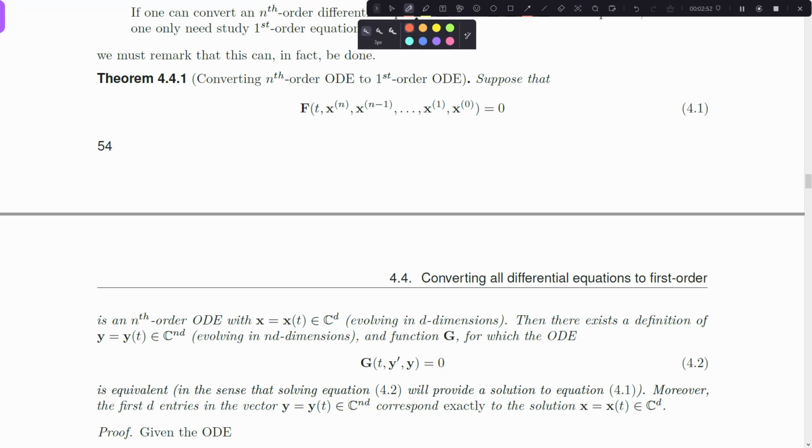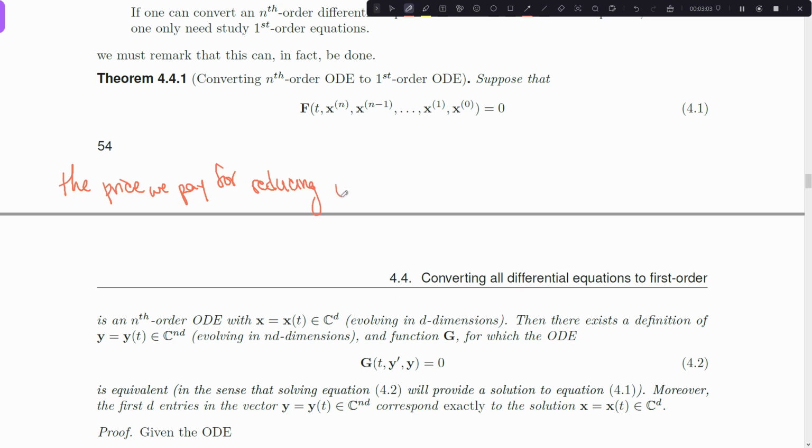So I'll add that in here. Maybe I'll say the price we pay for reducing order is increasing dimension. And in fact, those two numbers, the order times the dimension, will always multiply to be the same thing. So we always have n times d, where n is the order and d is the dimension, as the new dimension of the modified ODE.